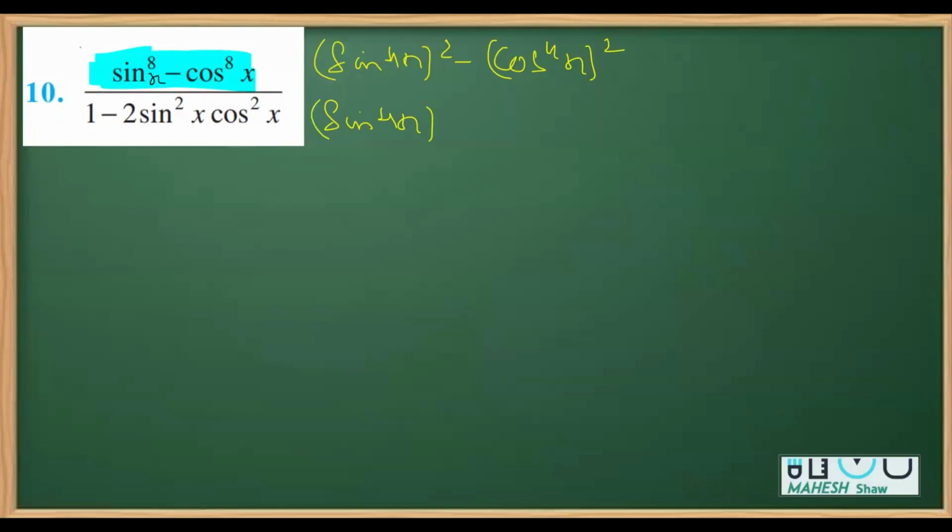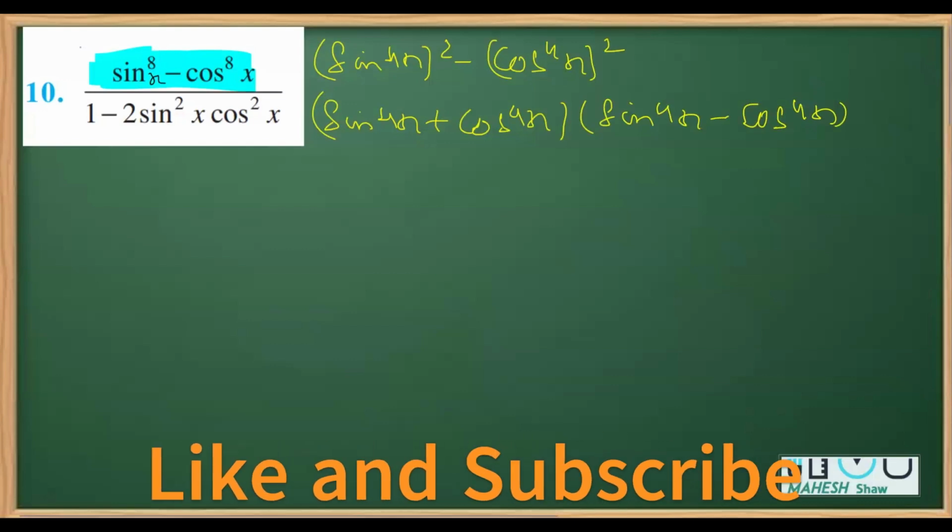So this is a plus b, right? Clearly b is this whole thing. And then a minus b, that is a, which is sine raised to the power 4x, minus b, which is cos raised to the power 4x. I'm ignoring the denominator. We'll be using it at some later stage of this working.